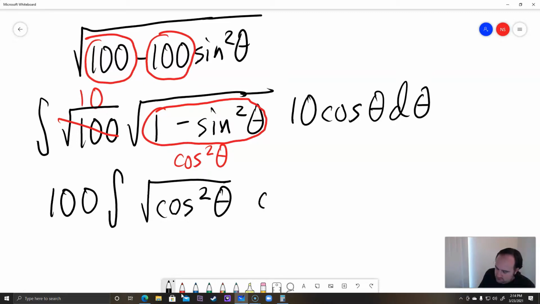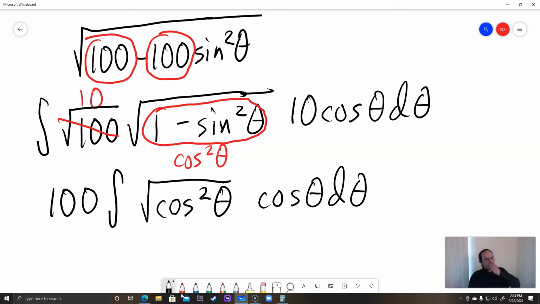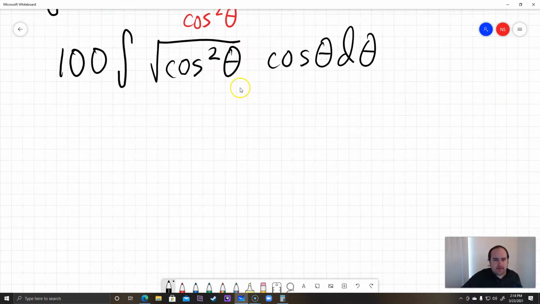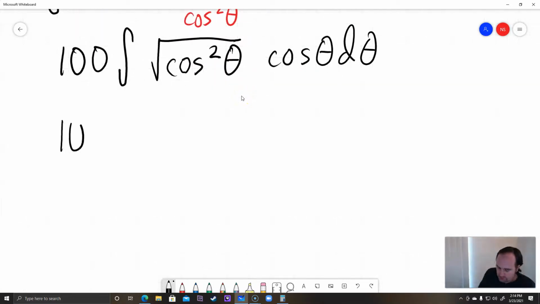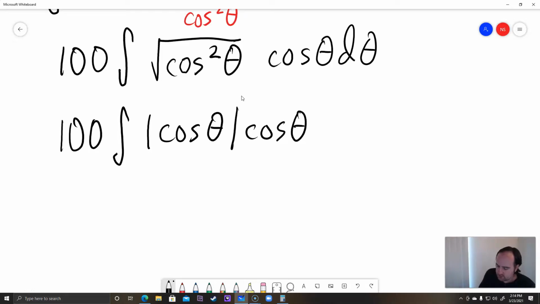And then over here, we still have a cosine of theta d theta. Okay, so we have 100 times the integral of square root of cosine squared of theta times cosine of theta d theta. Now you got to be careful here. Remember that the square root of a square is the same as the absolute value. So what we have here is 100 times the integral of absolute value of cosine of theta times cosine of theta d theta.